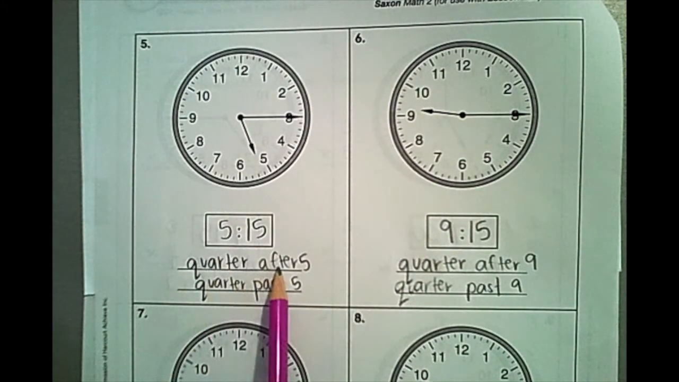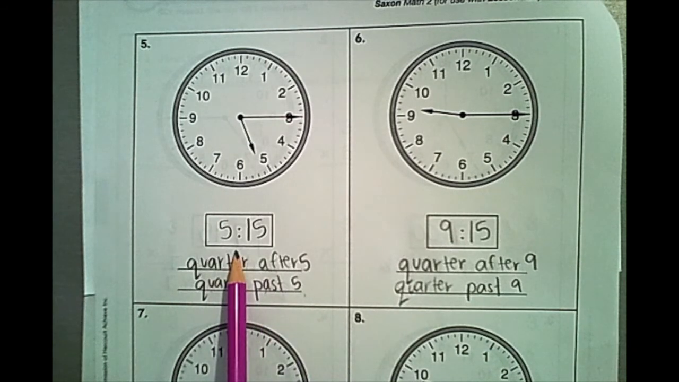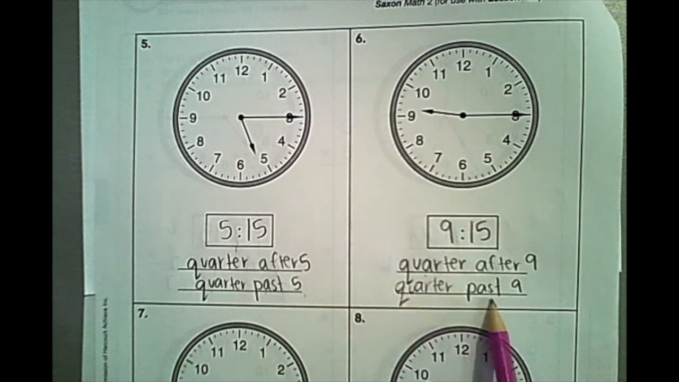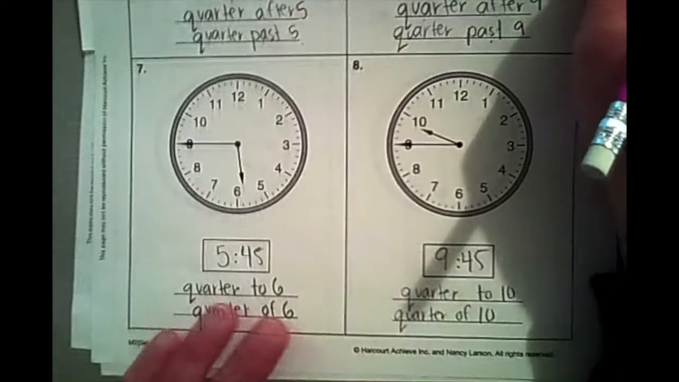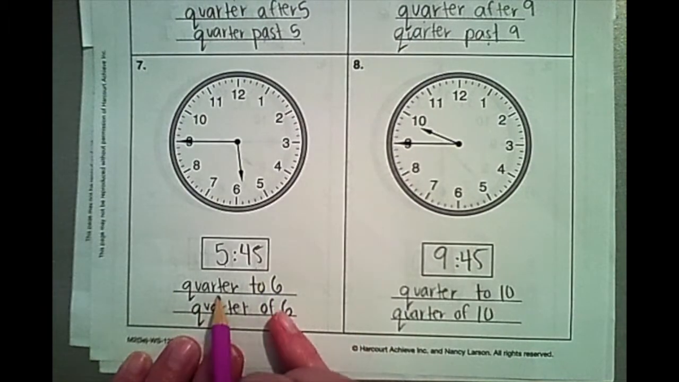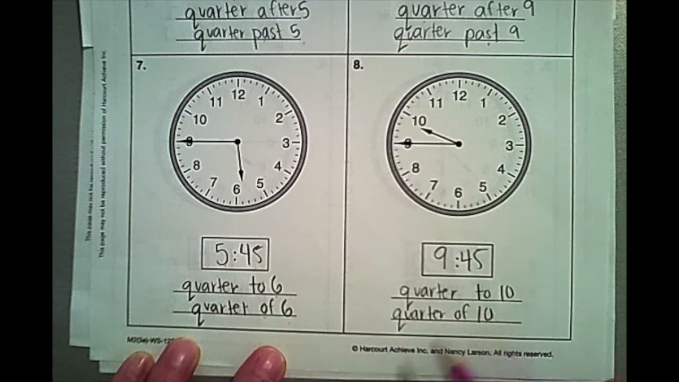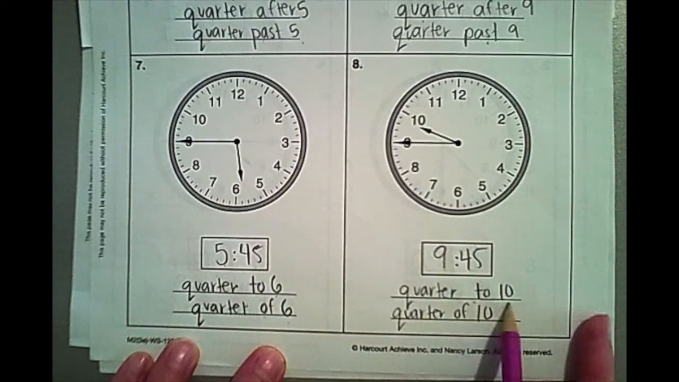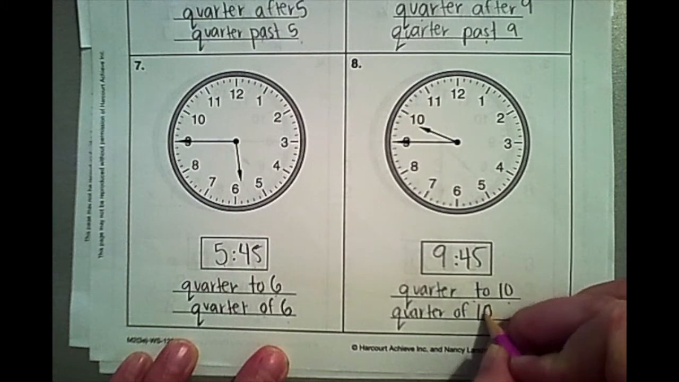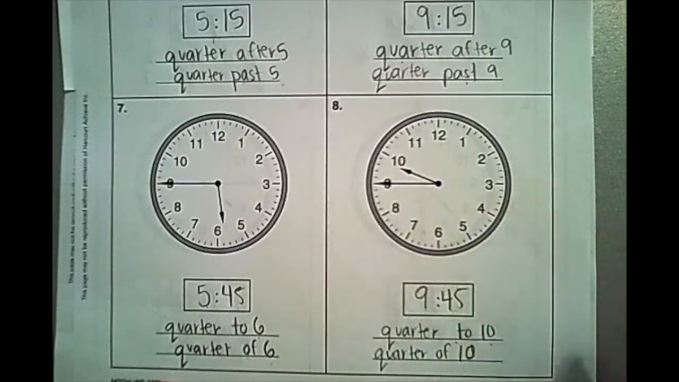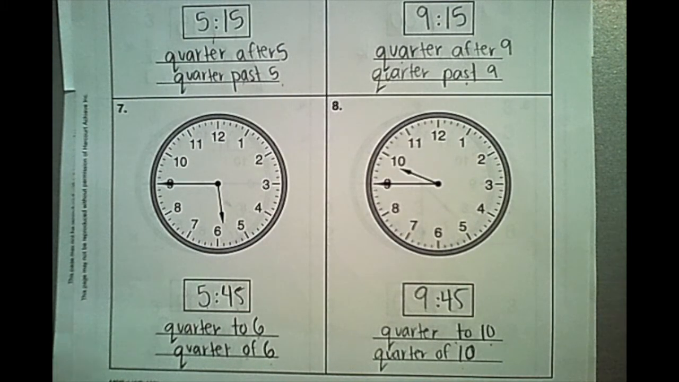So number 5 is 5:15, and it is 5:15. For number 6, it's 9:15. Number 7 is 5:45 or 1/4 till 6. Okay, those are the wonky ones. 9:45 or 1/4 till 10. Okay, good deal. So if you're not finished with these, go ahead and push pause, and then push play again when you're ready to do your guided practice.